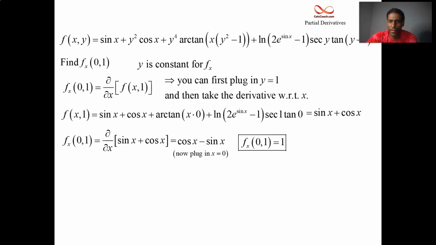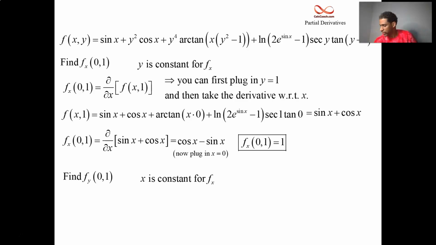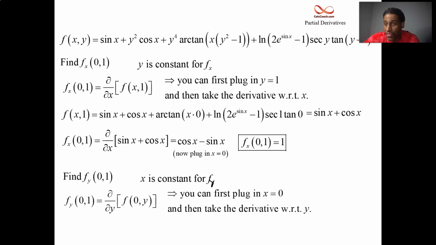Let's do it again for the y partial, at (0, 1). So now x is constant. That should say f_y. Sorry. And so replace the x with 0 and then take the derivative with respect to y. And we get even greater simplification.